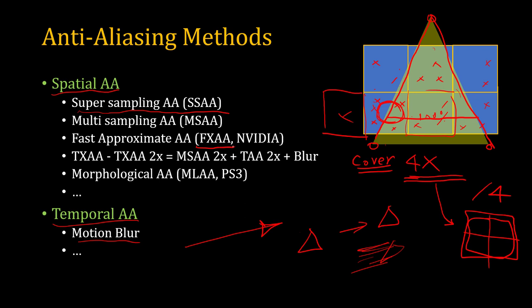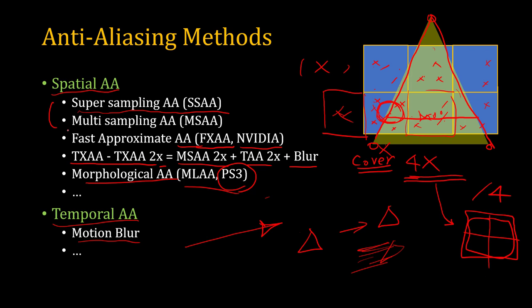So fast approximated anti-aliasing is somewhat the mixture of something here, and it is NVIDIA technology. Morphological anti-aliasing is that they don't make super sampling, they make just 1x sampling, and then they blend the image filter with the neighbor pixel. So that kind of thing is possible. MLAA can be used in PlayStation 3. TXAA 2 is two times multi-sampling and texture multi-sampling, and then some kind of blurring filter is added. So we can get quite good anti-aliasing result with very good performance.